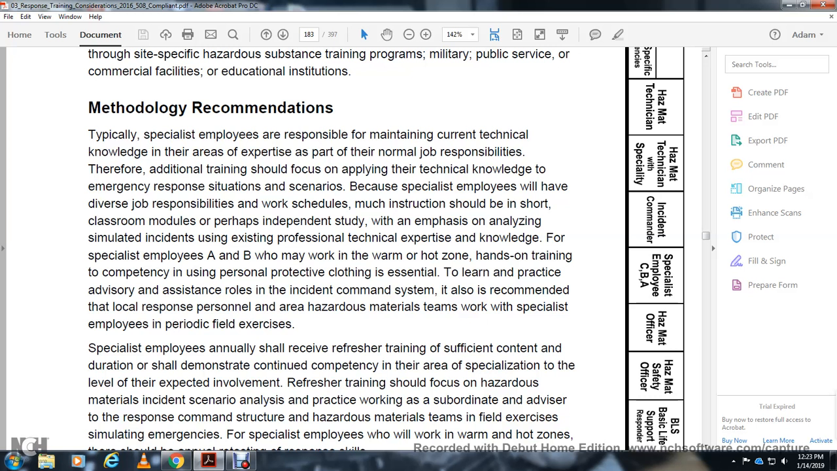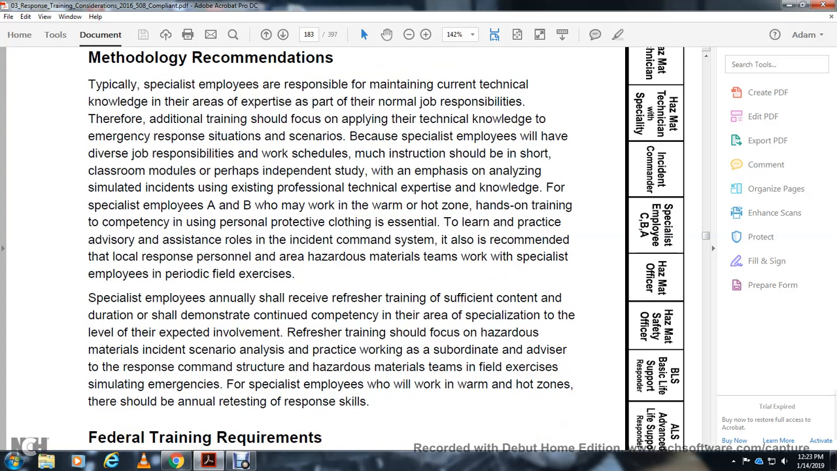Much instruction should be brief, with classroom work and much independent study, stimulating the existing professional technical expertise and knowledge of specialists. For specialists A and B, who may work in the warm or hot zone, hands-on training with personal protective equipment is essential, along with practice in the advisory role within the incident command system. It is also recommended that local response personnel and the area hazmat team work with the specialist employees in periodic field exercises.